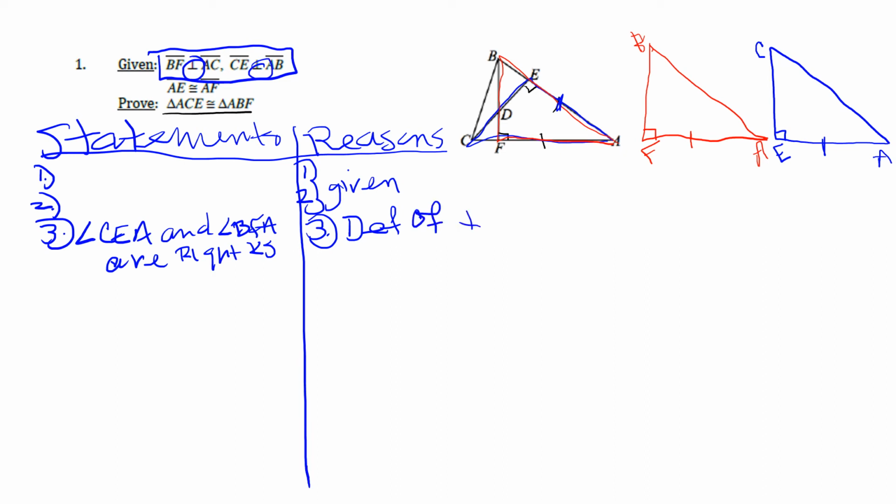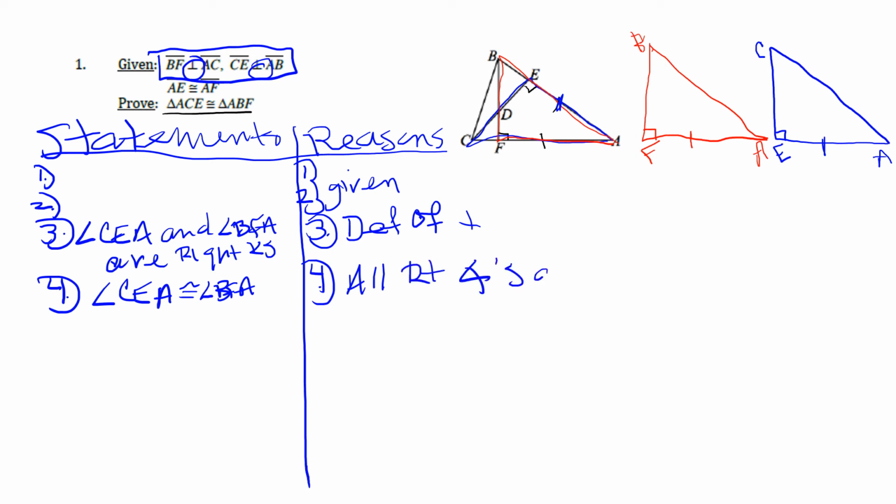And then after I know that they're right angles, I can say that all right angles are congruent. So I can list those two angles that are congruent. Angle CEA is congruent to angle BFA, and my reason is all right angles are congruent. Okay, so I have these two angles. I've got a side congruent to a side, and so if you take a look at this, you have an angle congruent to an angle, a side congruent to a side.